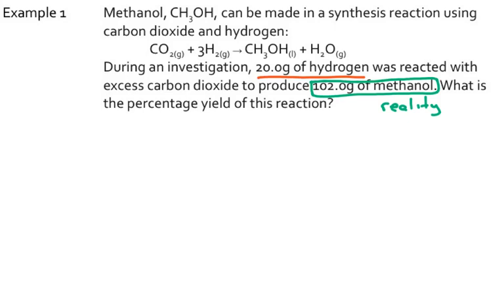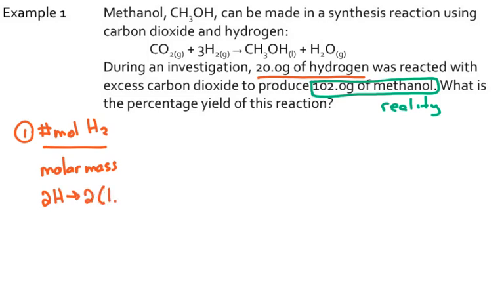We know that we took 20 grams of hydrogen. We need to determine how many moles of hydrogen that was. To do that, we need to find the molar mass of hydrogen. Well, hydrogen being H2 means we have two hydrogens in it. Looking at the periodic table, each one of those hydrogens weighs 1.008 grams per mole, which gives us a molar mass for H2 of 2.016 grams per mole.